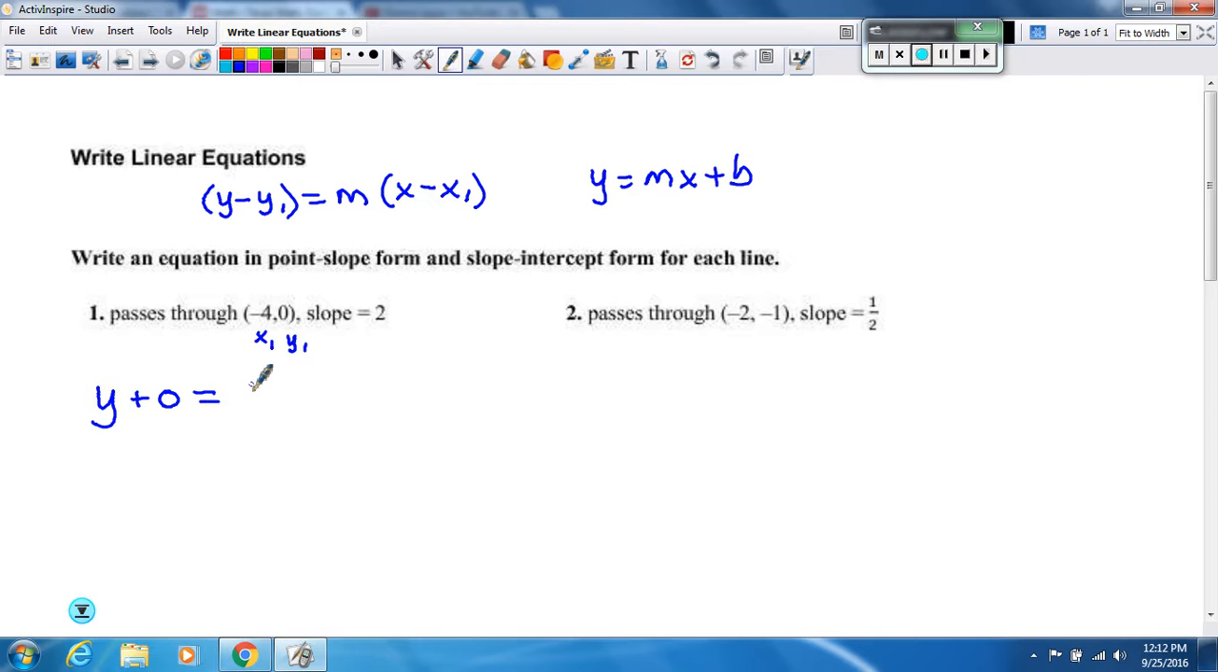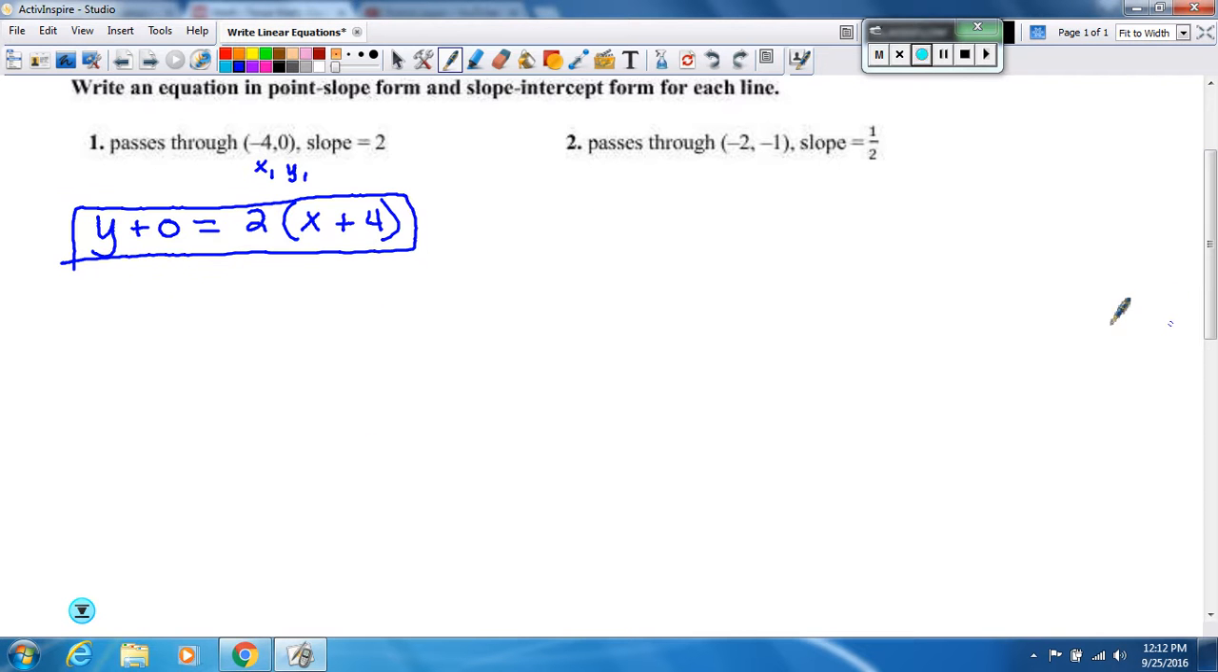Equals slope. That's 2 for m. M is the slope. And then x, and the opposite of the x they gave you. The opposite of negative 4 is positive 4. Okay, so that is the equation in point-slope form. And now you use that to get slope-intercept form. So I'm going to write this down. Plus 0 just means it's not there. Equals 2 parentheses x plus 4.